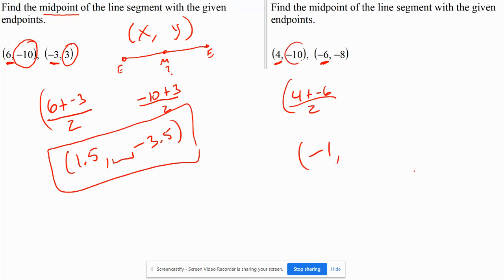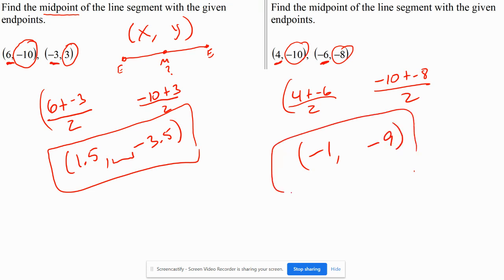Now for my y value, I'm going to look at these values. That's negative 10 plus a negative 8. Whatever I get, I'll divide it by 2. Negative 10 plus a negative 8, isn't that negative 18? Negative 18 divided by 2, isn't that negative 9? So don't be surprised if you have decimals or integers, like whole numbers. Don't forget the space after the comma. Remember, this is if I give you the two endpoints and I'm asking for the midpoint.